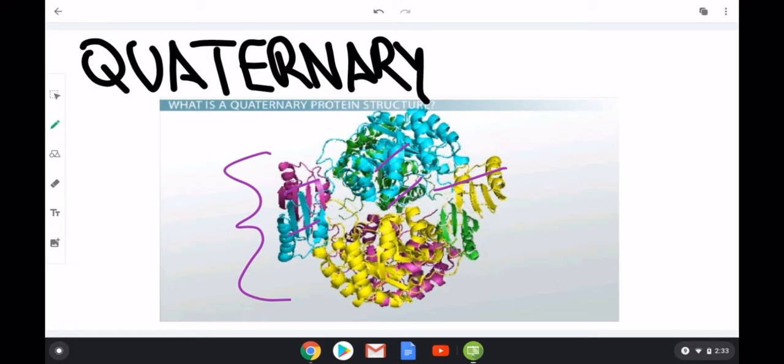So this shape is an advantage then if all of these different tertiary structures were to be alone.